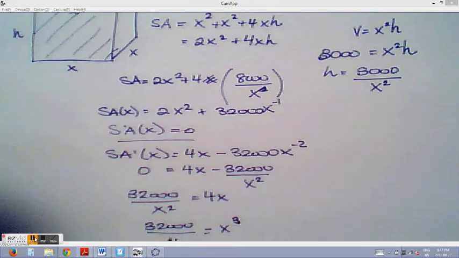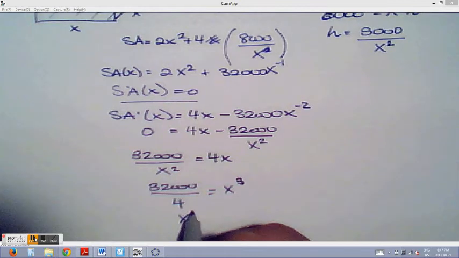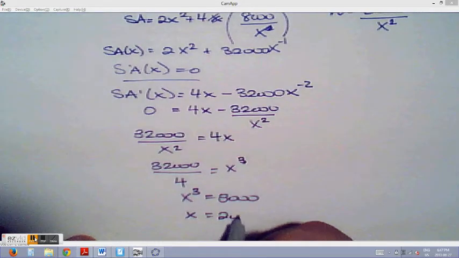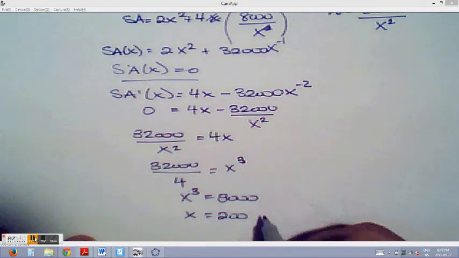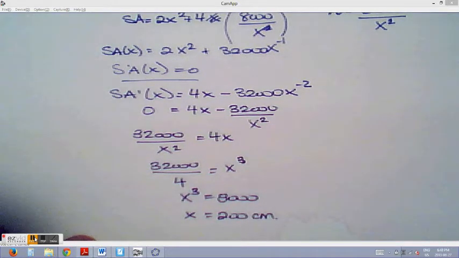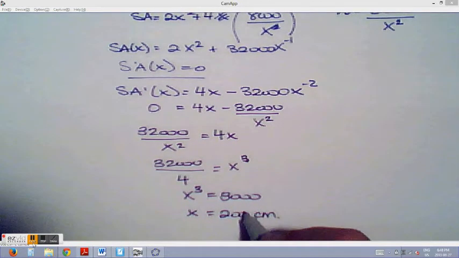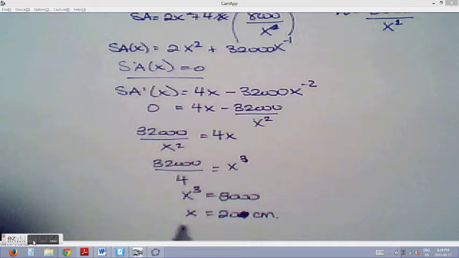Okay, so this turns into 8,000. So x cubed is equal to 8,000. That means x is equal to 200. Okay, so 200 centimeters. Whoops, I think I've got one too many zeros, so 20 centimeters. Okay, so if we have x is equal to 20, so we have the length and the width.